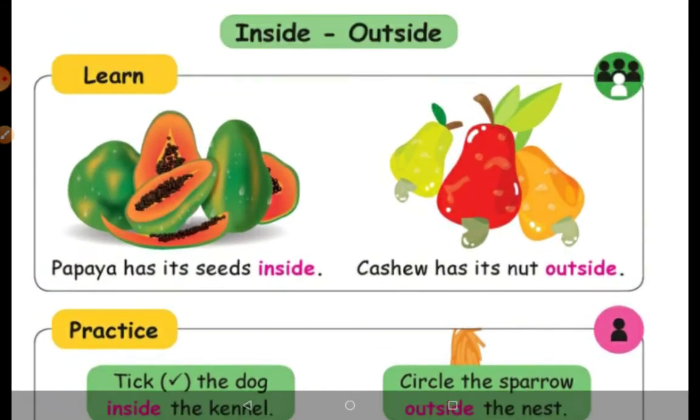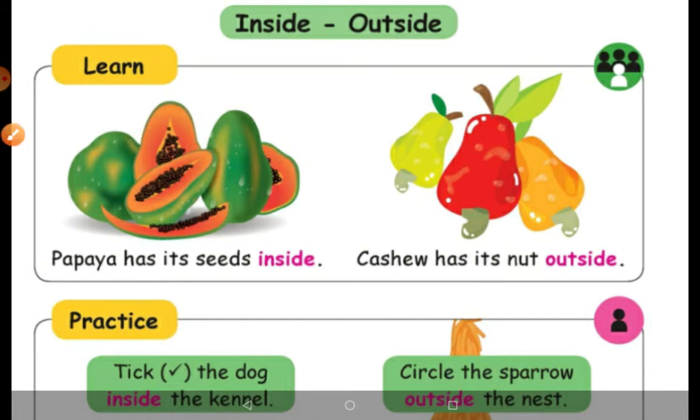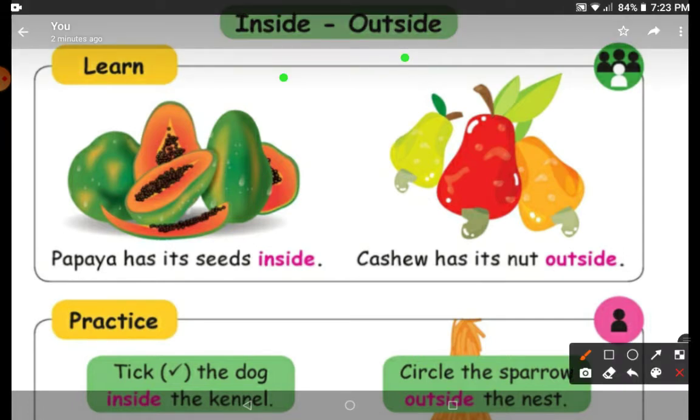So, already we started our lesson, right? The name of this unit is geometry. What we are going to learn today is inside and outside. See here, papaya has its seed inside. See the seeds of papaya, it's inside the fruit, right? So inside, okay, inside, ulla. Next, cashew has its nut outside. Outside means velila. See the seed of papaya is inside the fruit, but cashew has its nut outside. Inside means ulla, outside means velila.